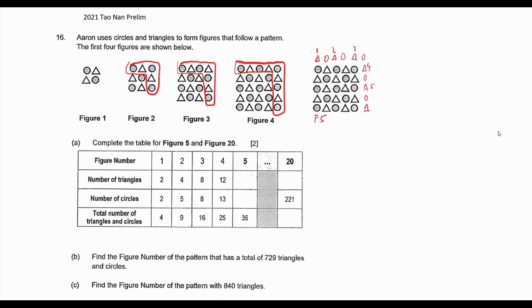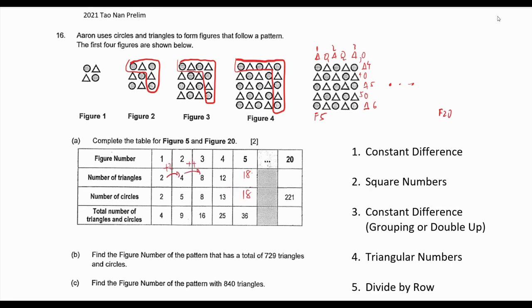We had 6 triangles, so there will be 18 triangles for figure 5. We had 5 circles, so there are also 18 circles for figure 5. But for figure 20, we don't want to keep drawing all the way. Let's try and find the pattern for triangles.